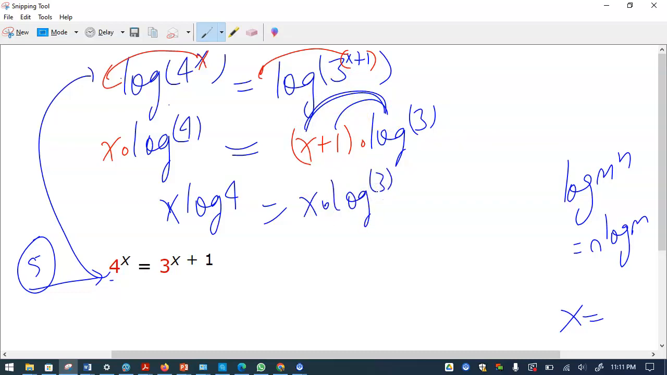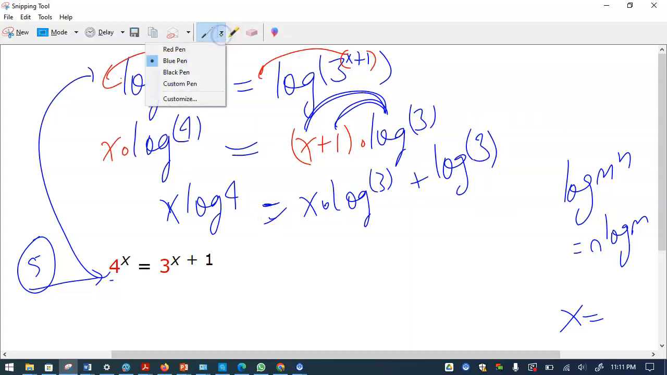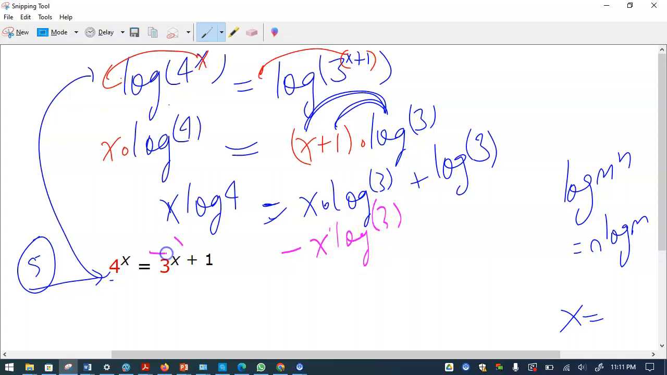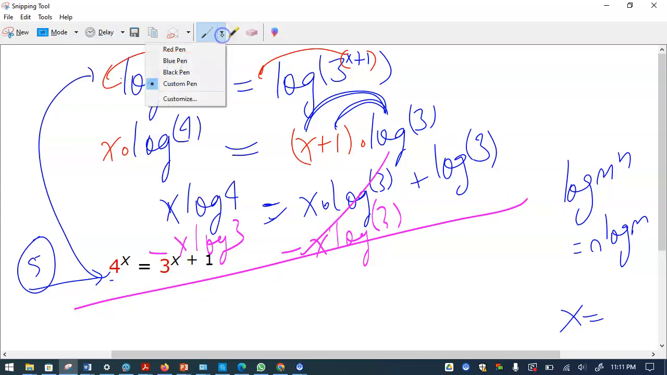Okay, and then you multiply here, it becomes just a log of 3. Now let's bring all the x's together on the left side. So subtract x log 3 this side, subtract x log 3 this side, and this goes away, and you can see this part and this part. You can see there's an x which we can pull out.